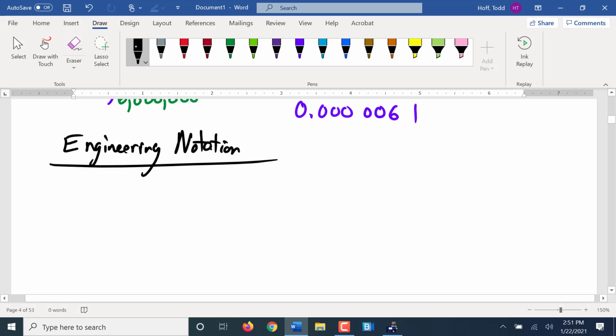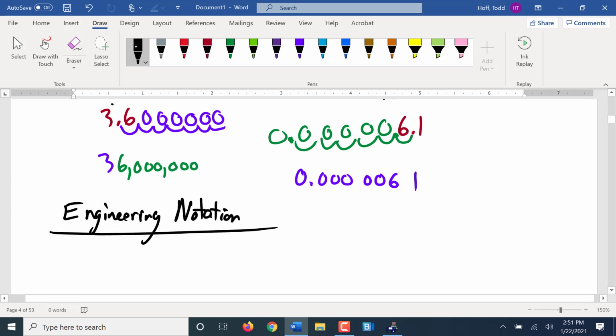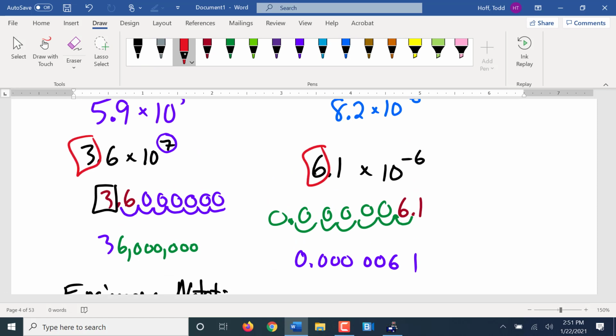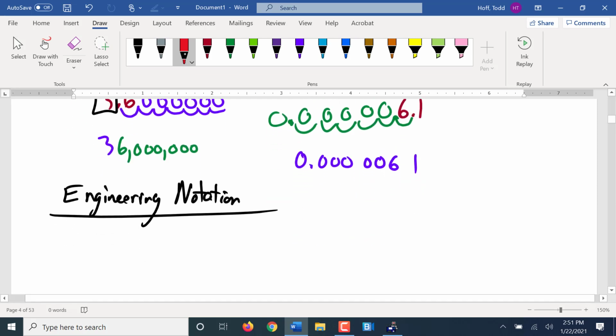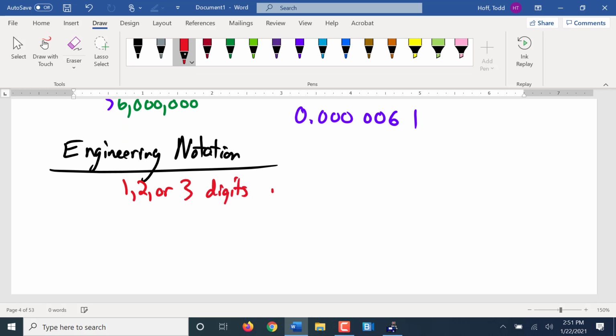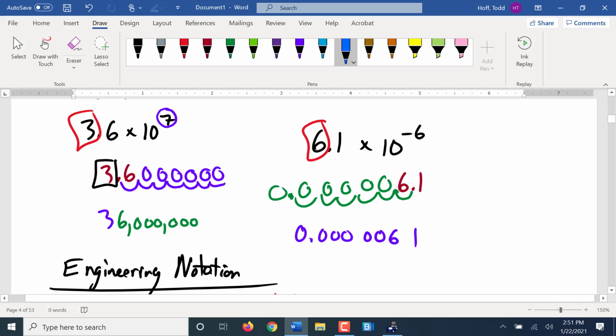Engineering notation is similar to scientific notation, only it lifts one of the restrictions. In scientific notation, we can only have one non-zero digit in front of the decimal point. Only one digit in front of the decimal point, and it can't be a zero, put it that way. In engineering notation, we can have 1, 2, or 3 digits in front of the decimal. What's that? Well, there's a good reason for it. It adds a restriction that's not in scientific notation.